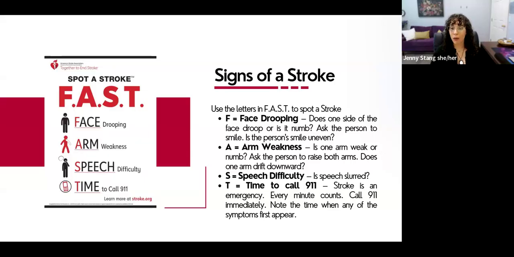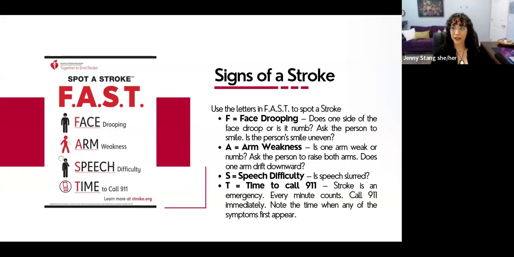Next is A, arm weakness. Is one arm weak or numb? Ask the person to raise both their arms and see if one arm drifts downward, okay? Speech difficulty, that's what S stands for. Are their words slurred, right? Are they having a hard time enunciating? And of course, some of your loved ones have slurred speech already because of their condition or their age or what have you. We're talking about a sudden onset, okay?